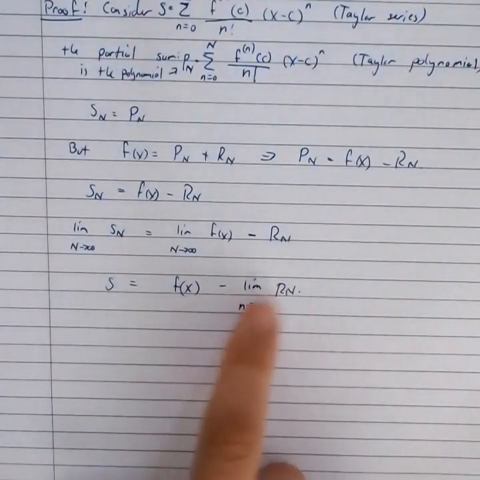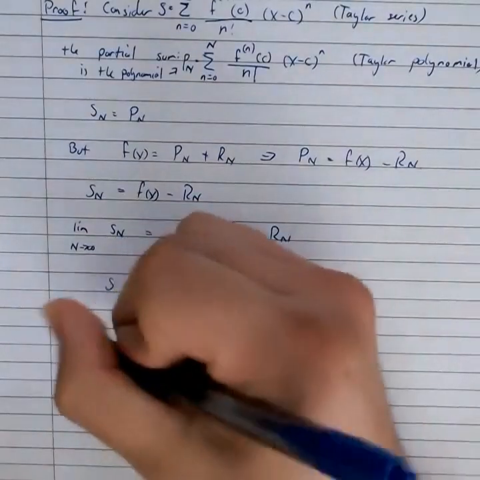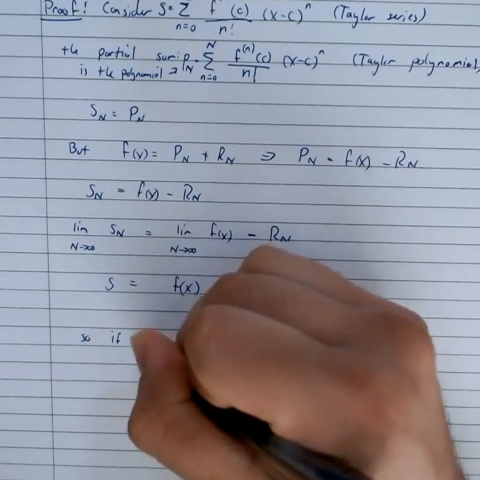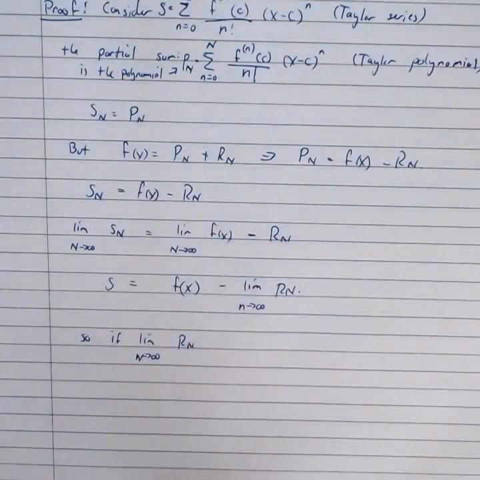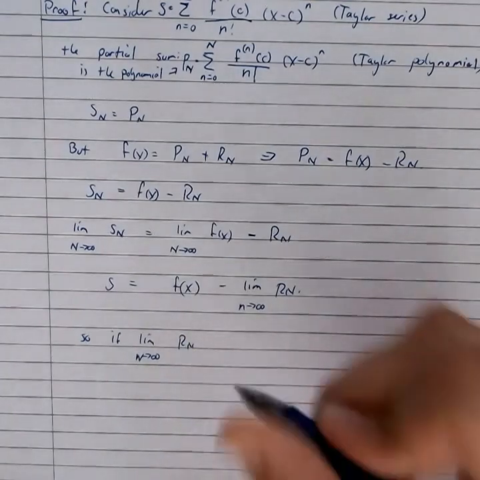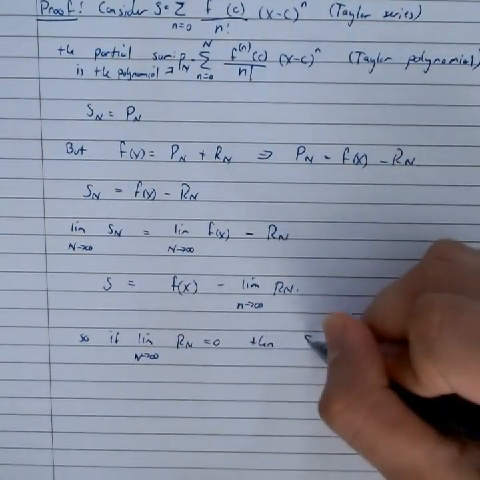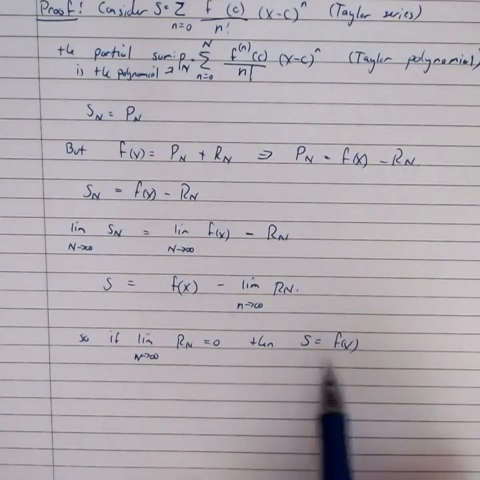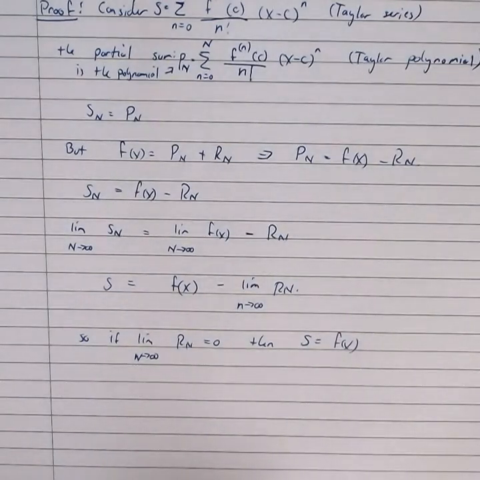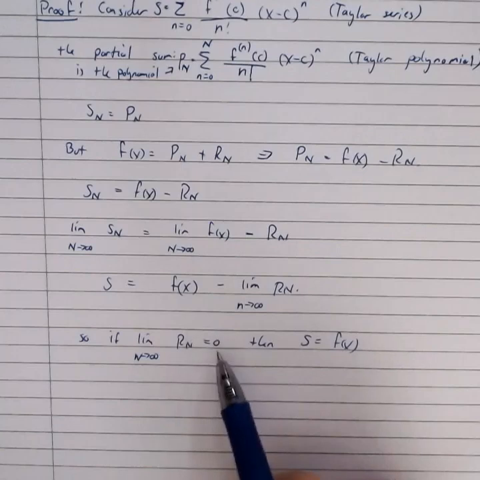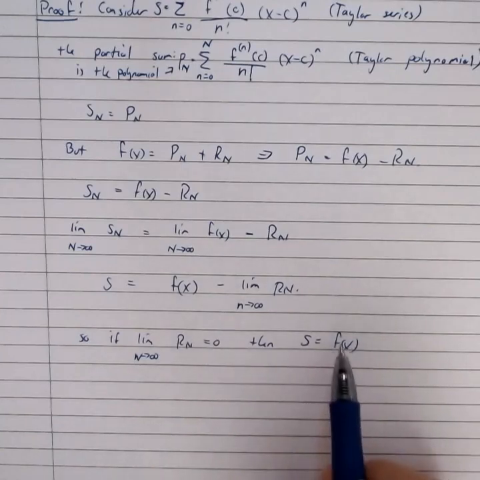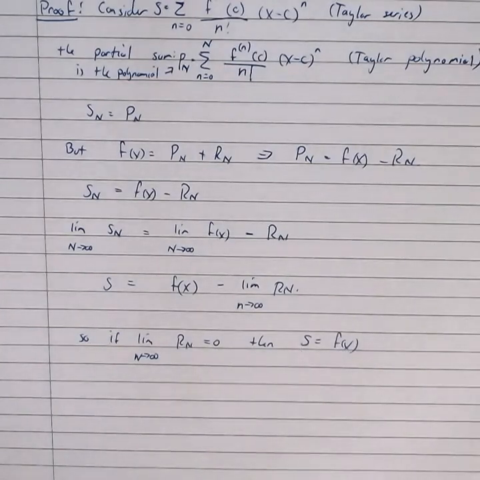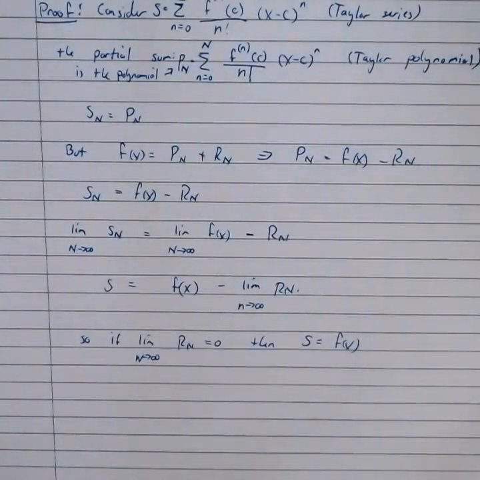So that means that if this is 0, the series is exactly equal to the function. So if the limit as n approaches infinity of the remainder term from Taylor's theorem is equal to 0, then S is equal to f of x, meaning that the function that generates the Taylor series is equal to the Taylor series it generates. I'll say that again. If your remainder term goes to 0, that means that the function that generates the series is equal to the series that it generated. And that concludes our proof.